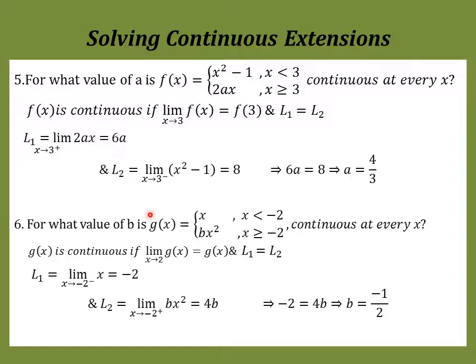On number 6, the function g is also a piecewise function, and it is continuous at every x. We want to find the value of b. Okay, now L1 and L2 will help us to find the value of b. So L1 is the limit of the function as x approaches negative 2. This negative 2 is from the left. So x approaches negative 2 from the left, and this is the result. Then from the right, as x is greater, this is the value of it as bx squared, and the value is going to be reached. Now L1 and L2 are equal since the function is continuous, so we equate them and then find the value of b.